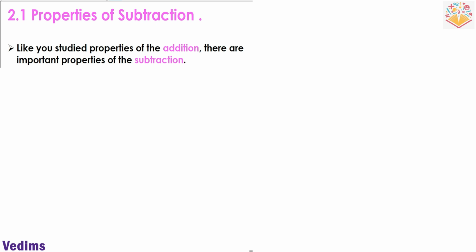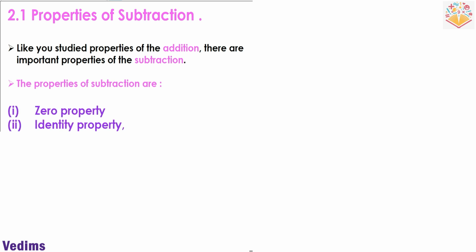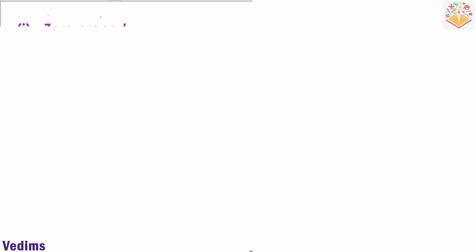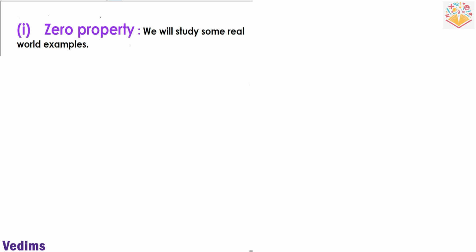Let us start with the heading of the chapter, 2.1 properties of subtraction. Like we studied properties of addition, there are important properties of subtraction you must know. The properties of subtraction are listed as below. First one is zero property, second one is identity property, third one is commutative property, fourth one is associative property. Let us see one by one. First property is zero property.